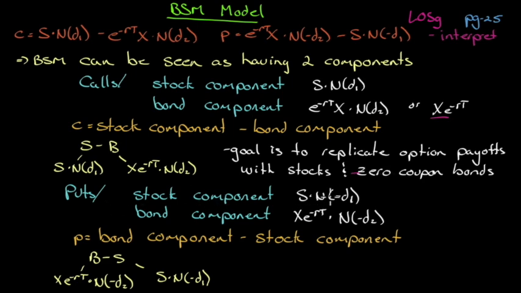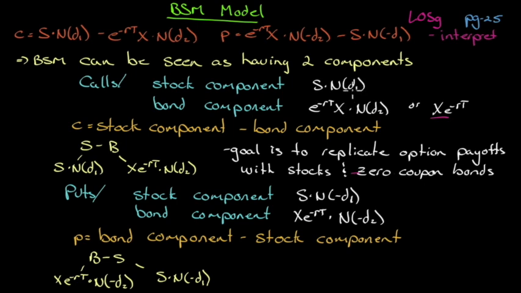For puts, the stock component, notice it changes to negative d1. And that makes a lot of sense, because if you have N(d1) here and N(-d1) here, let's say that you have a call and a put. Let's say that you buy a call and you buy a put. Which one can pay off? Well, only one of them can pay off. You can only be right on one of them. You don't know which one, but you're going to be right on one of them. So the distribution under the curve that represents the call and the put together must be 100%.